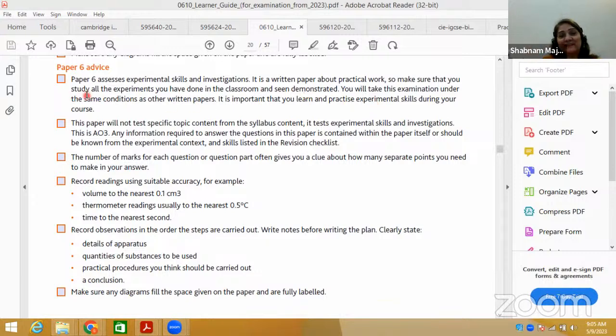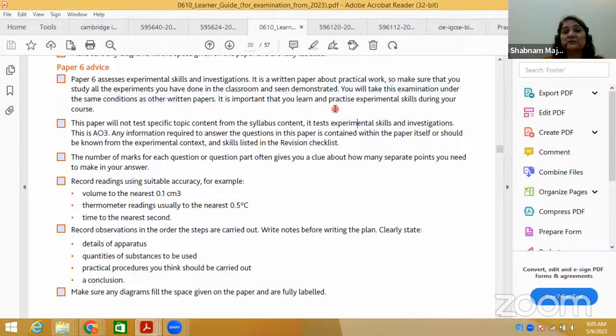Paper six assesses experimental skills and investigations. It is a written paper, but based on practical work. So make sure that you study all the experiments you have done in the classroom and seen demonstrated. I know that you haven't done these practicals in the laboratory on a regular basis, but you will take this examination under the same conditions as other written papers. In zone 4, you are going to have ATP, but paper 5, which is a practical performance paper, is also applicable for this.